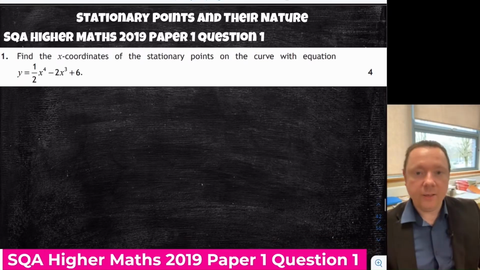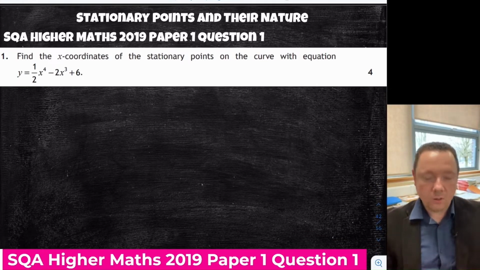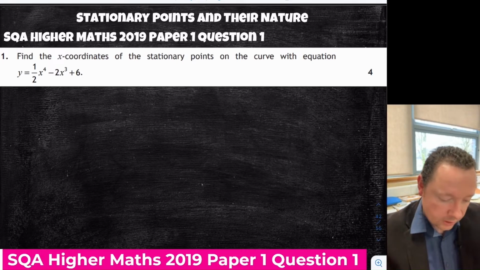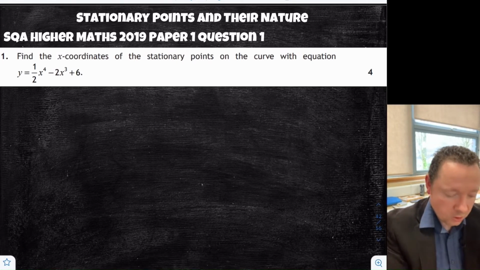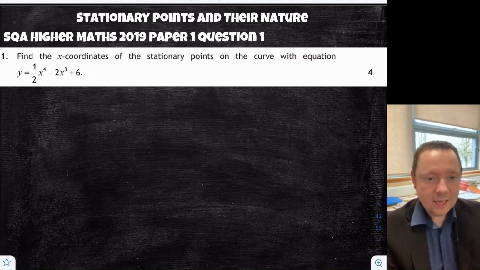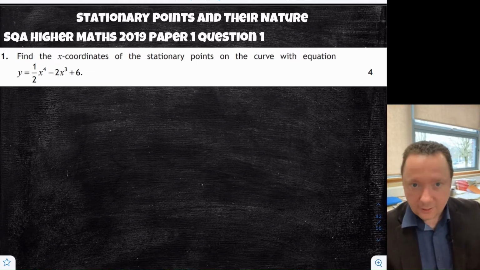Stationary points under differentiation, SQA Higher Maths, 2019, paper 1, question 1. Find the x-coordinates of the stationary points on the curve with equation y equals a half x to the 4 minus 2x cubed plus 6. Stationary points on the curve occur when dy/dx equals 0.